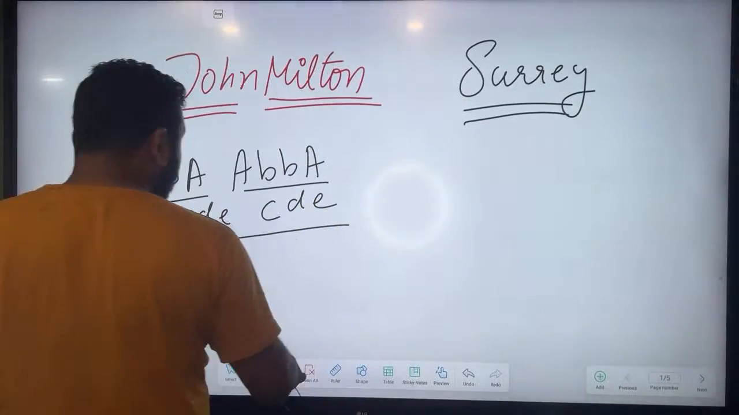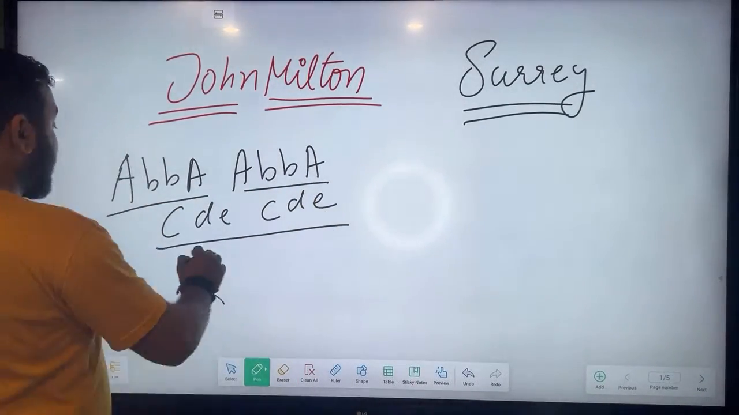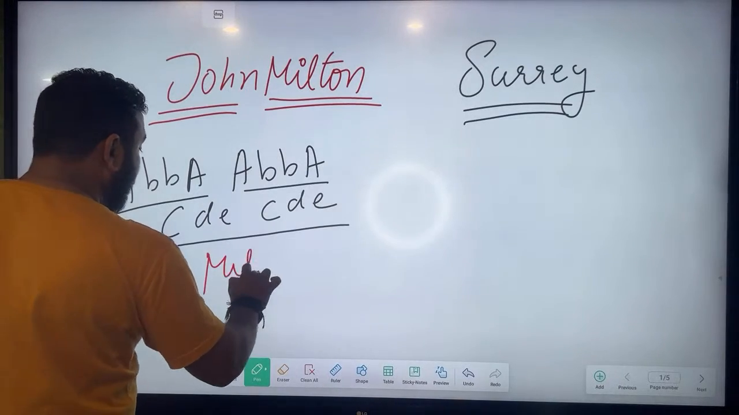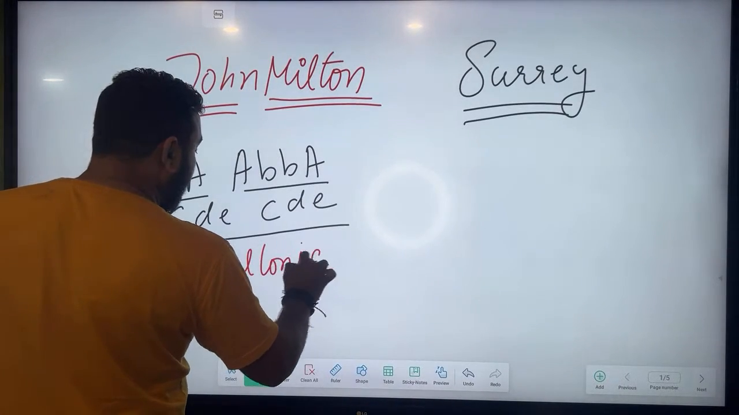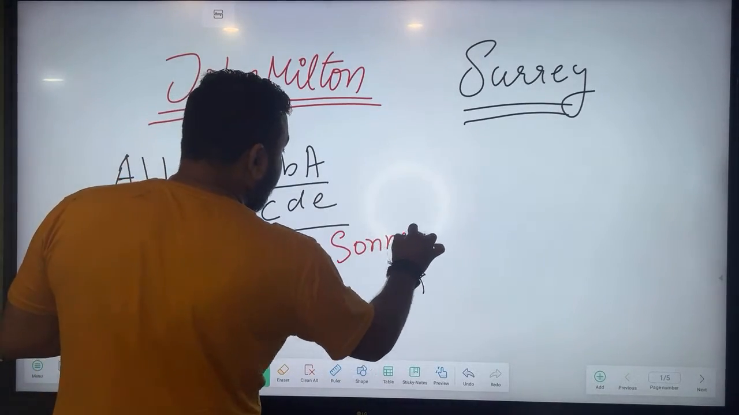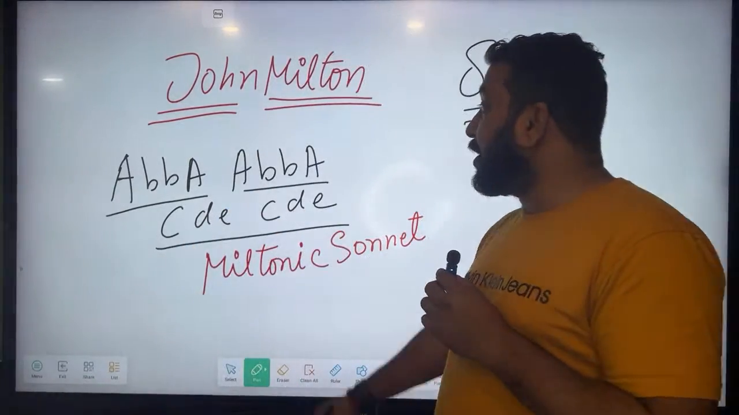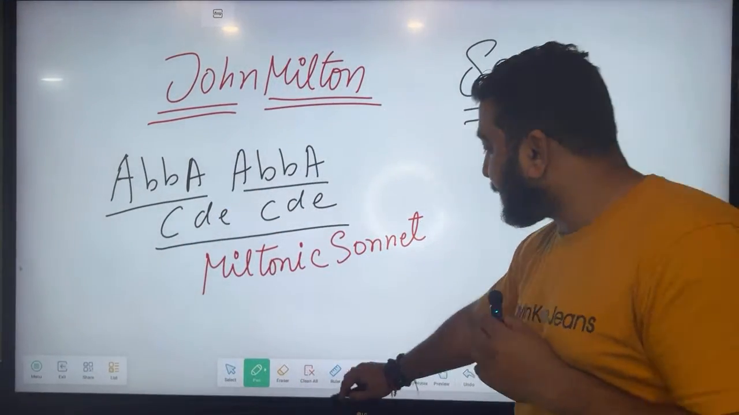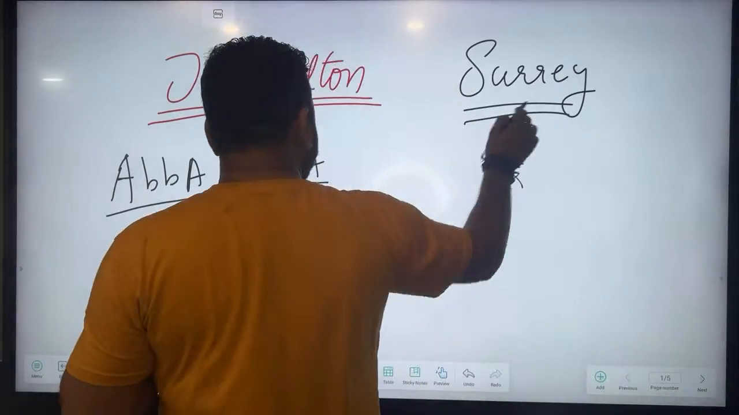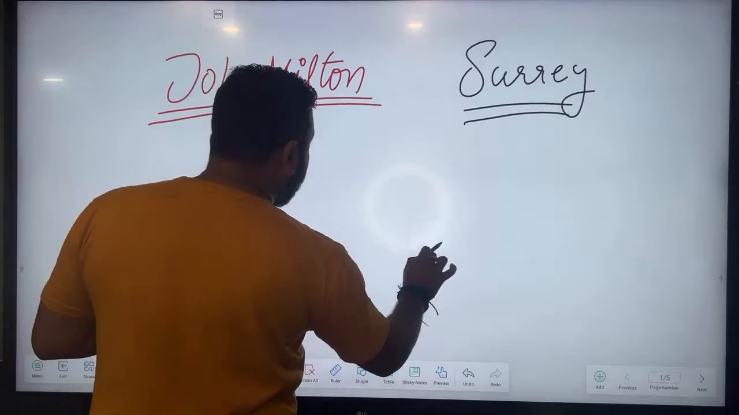Now see, this is also called Miltonic sonnet. So if they ask you a rhyme scheme, please remember this rhyme scheme is also called the rhyme scheme of Miltonic sonnet. Remember here, this is called Miltonic sonnet. Now comes its rhyme scheme.